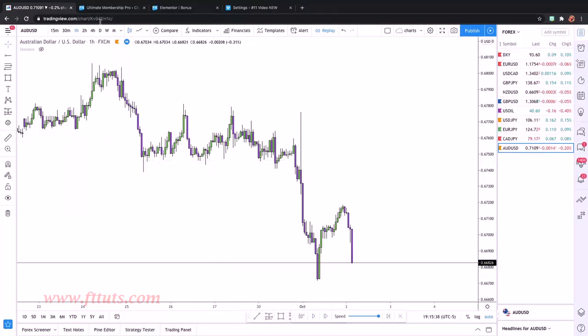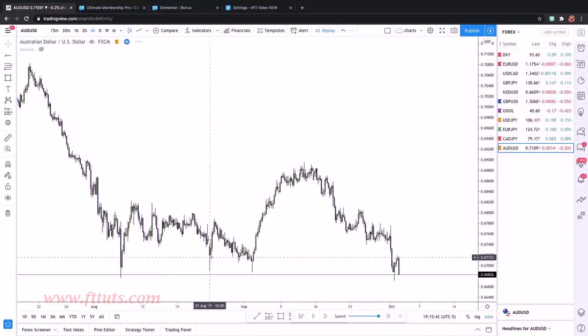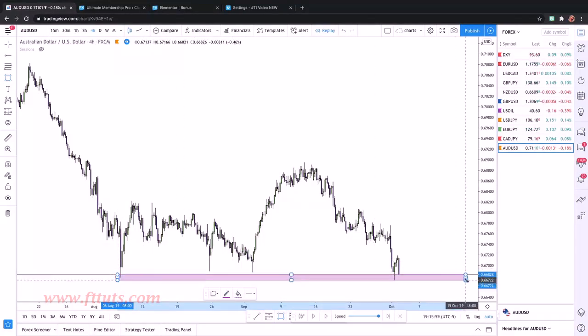If we go on the larger time frame, we can see that there's a level of liquidity here, and what's ending up happening is the market makers are manipulating price. So price ends up going down, they absorb orders, and then they reverse the market. So what we're going to do is highlight this low.